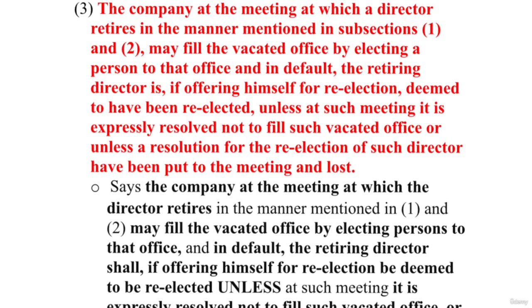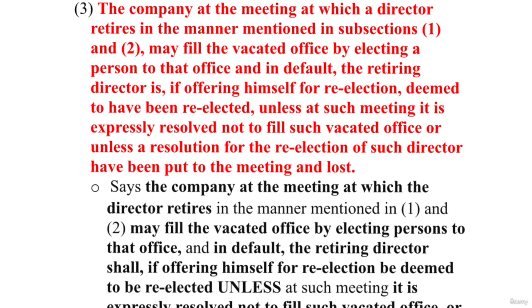Section 285 tells us that where a person who is a director puts himself up for re-election in the next general meeting, then he is automatically re-elected except on 3 grounds. Now section 285 subsection 3 gives us 3 grounds where that particular director will not be re-elected into his office. The first one is when there has been another person elected to fill his position. Secondly, where there has been an express resolution for that director not to fill his vacated office. And then number 3, where there has been a resolution for re-election in that meeting and the director lost.